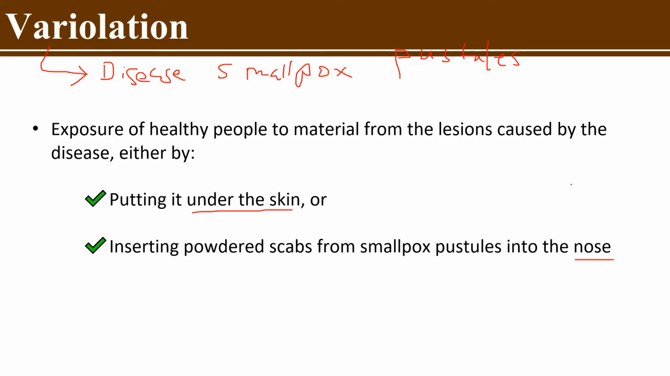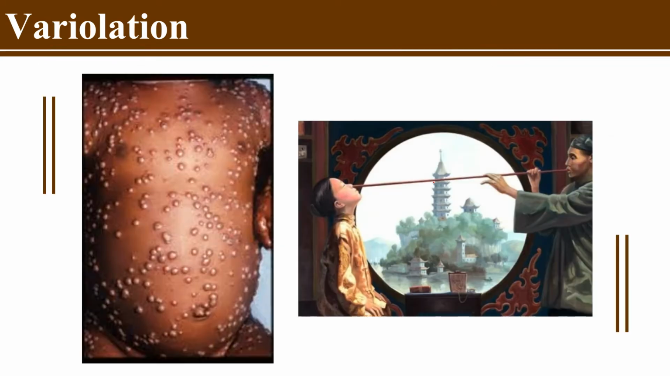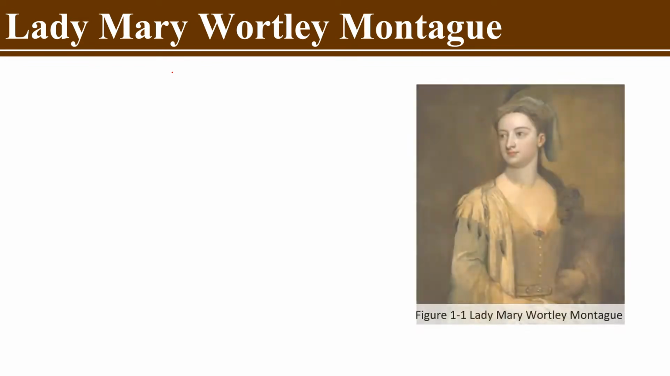So again, in variolation class, it would usually involve the disease smallpox, wherein they would get the pustules or the scabs of the smallpox and introduce it to a healthy person by putting it under the skin or by introducing it through the nose. So like this class. This was done in China before. Then let's talk about one of the pioneers in variolation.